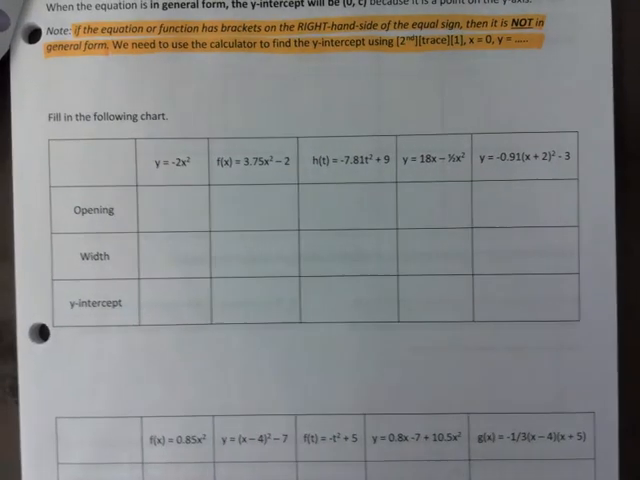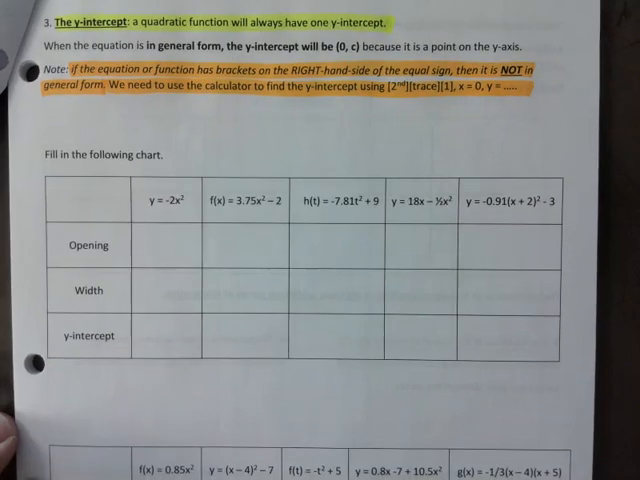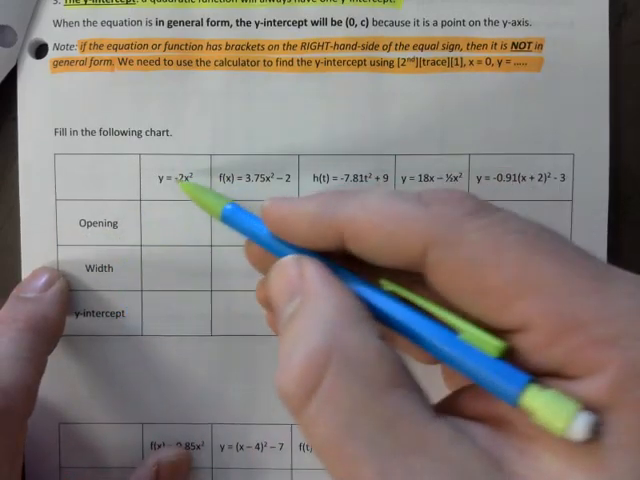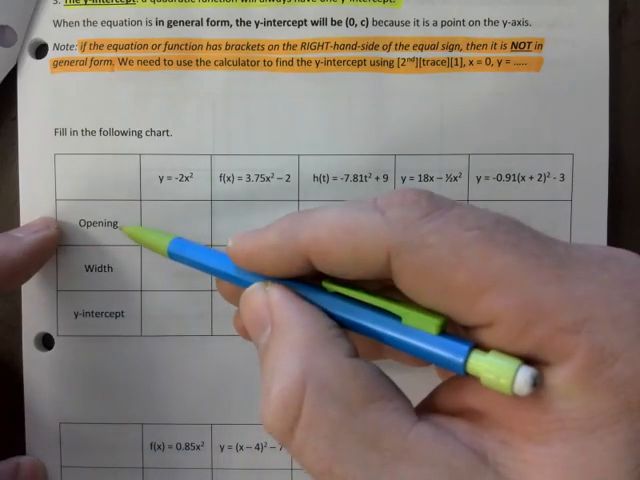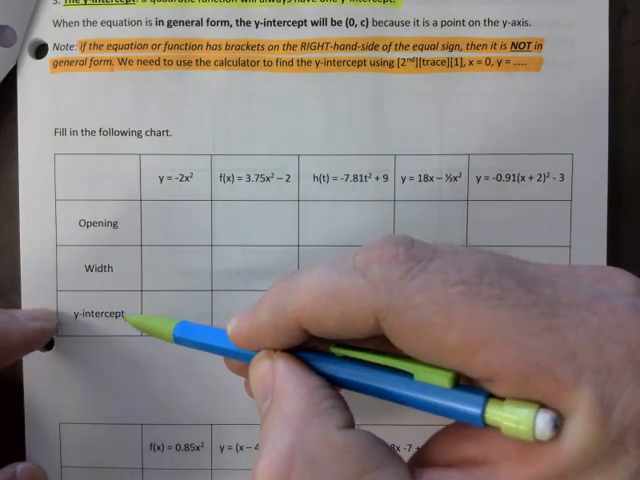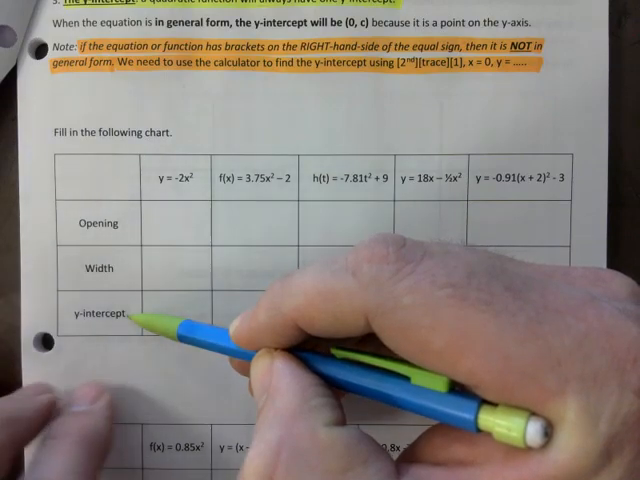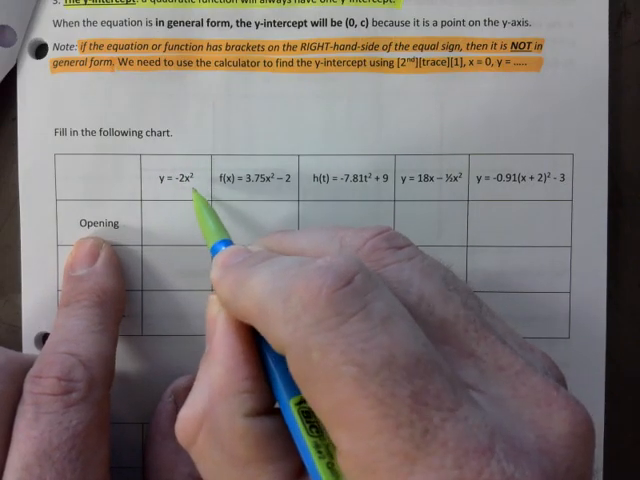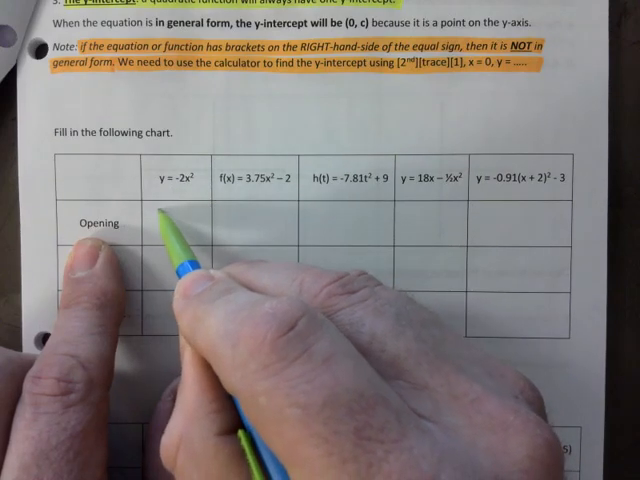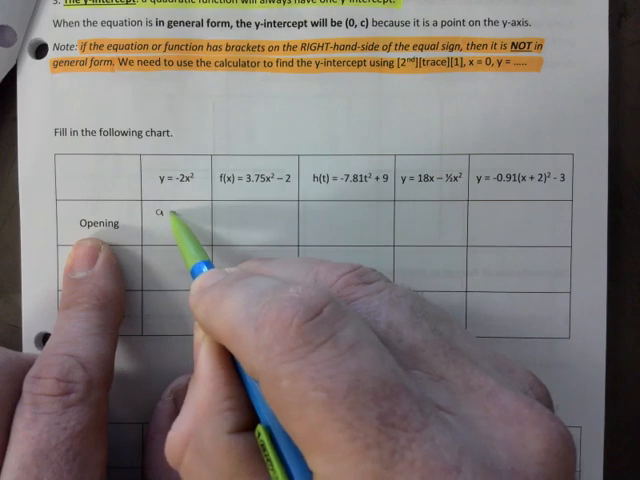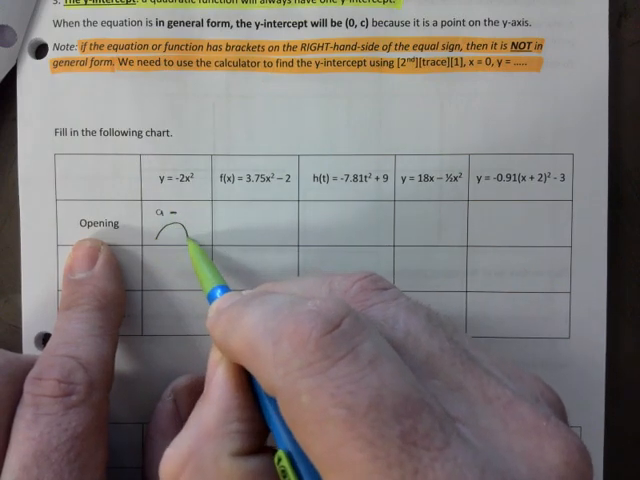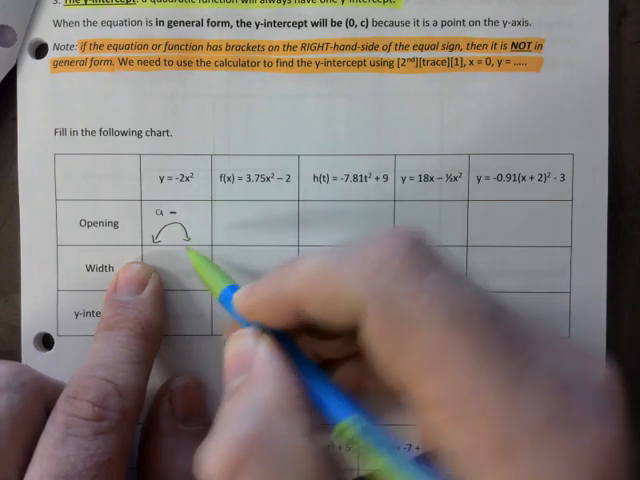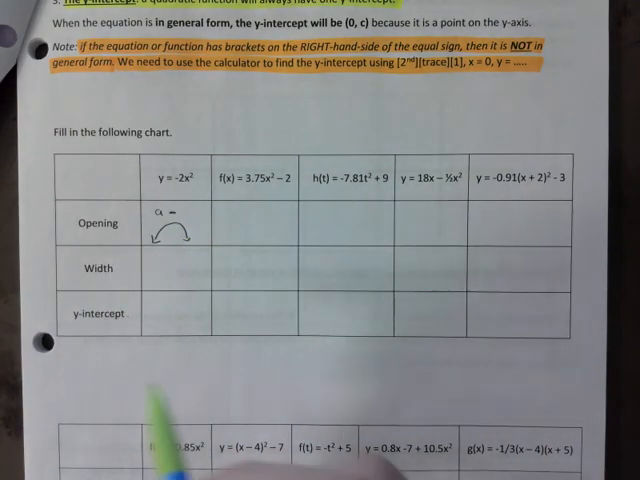Okay. I will do 1 or 2 with you here, so you know what the pattern is. I give you a bunch of functions, right? I ask you the opening, what the width is, and what the y-intercept is. Okay? What is the direction of the opening? Which way will this open up? You look at the sign. Is A positive or negative? Negative. So this is going to be opening this way. You can call it the opening is down, or just say that it points down. I don't care. Whichever way you want to talk about it.